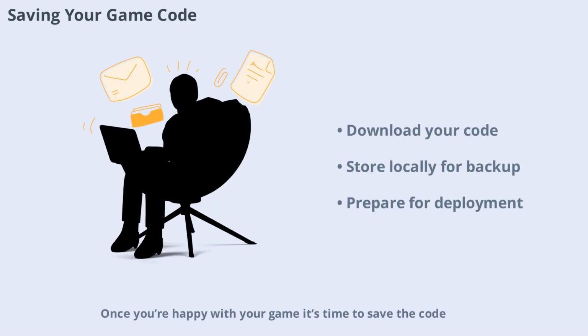Once you're happy with your game, it's time to save the code. Download the generated files and store them on your local computer. This step is crucial before moving on to deployment. Having your code saved locally ensures you have a backup and can make further edits if needed. It's a simple process that sets you up for the next phase, sharing your game with the world.